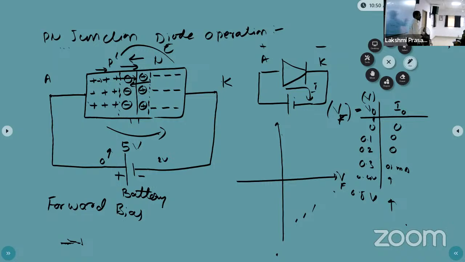The variable whose value changes by varying the other is called the output, and the variable we are changing is called the independent variable. So we take the independent variable on the x-axis and the dependent variable on the y-axis. The diode is connected in forward bias. The applied voltage is called the forward voltage, and the current through the diode is called the forward current, that is I suffix F.